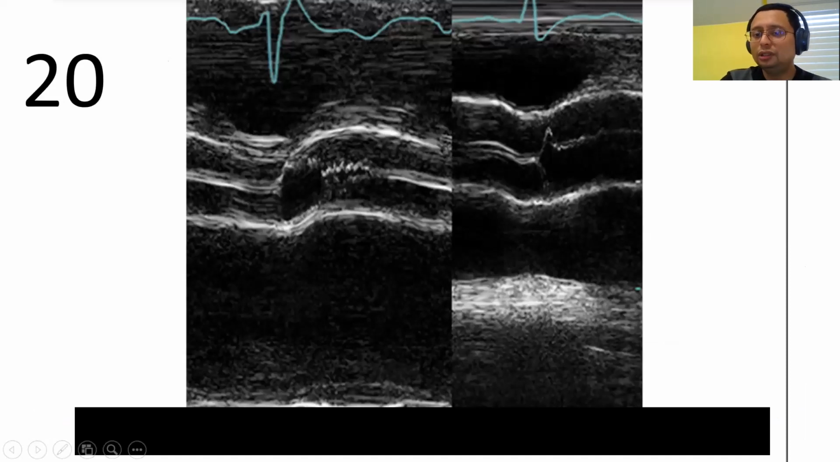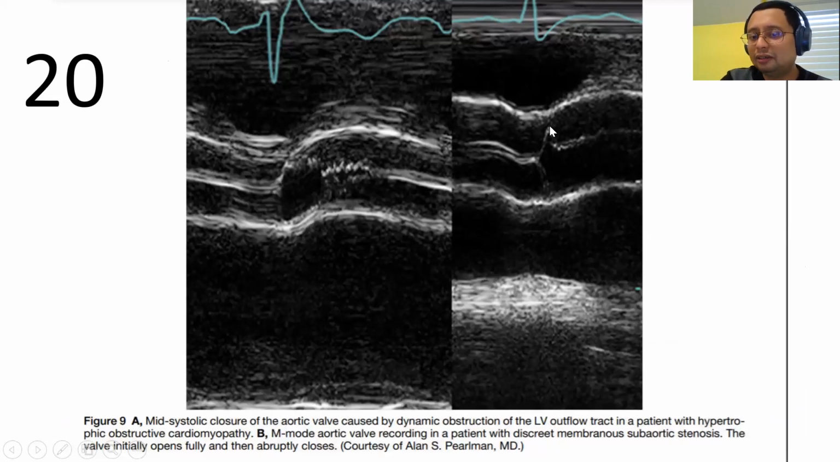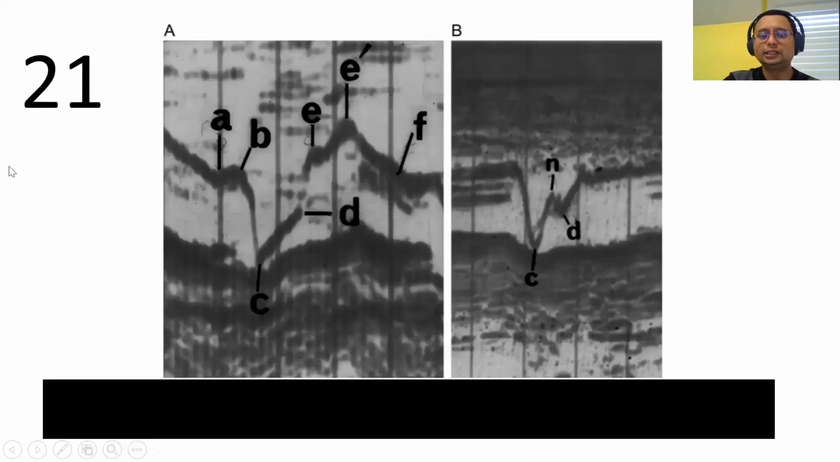Okay, what about this one? I've shown you before, just repetition for perfection. So this is mid-systolic closure of the aortic valve. The aortic valve is fluttering. So this is dynamic LVOT obstruction. This is a very early closure of the aortic valve, also fluttering. So this is subaortic stenosis.